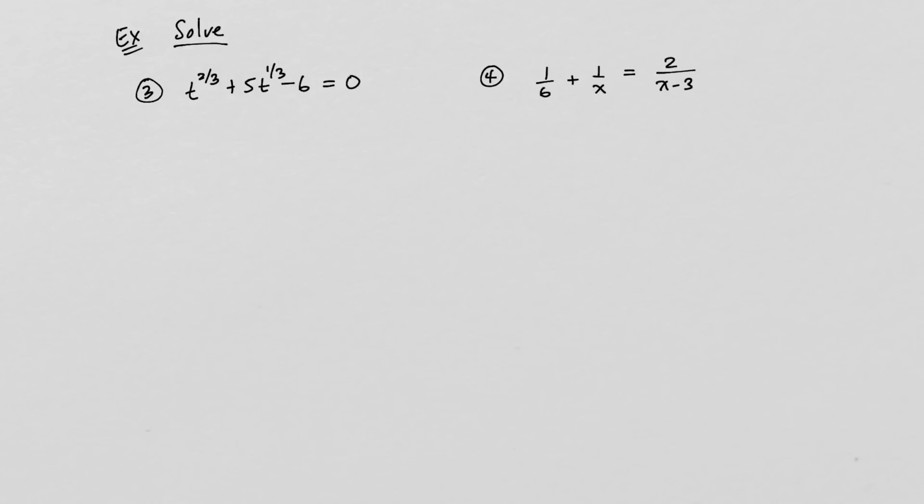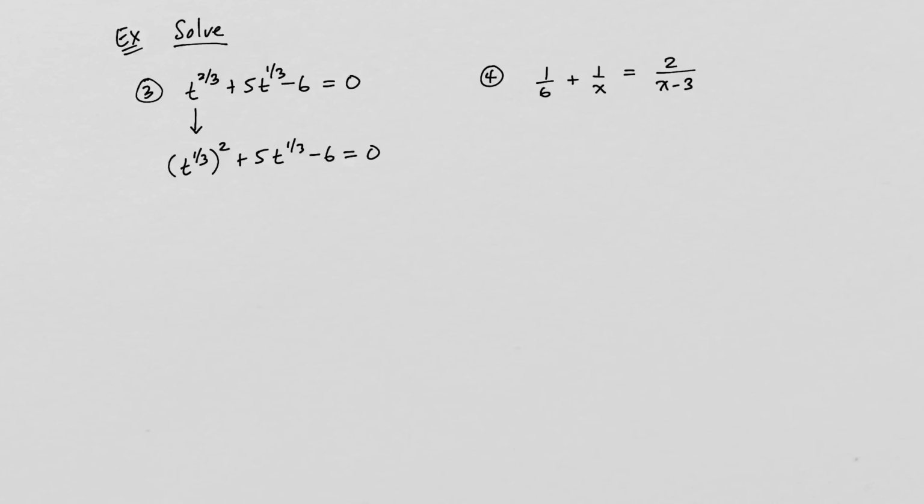Our next example is probably the one that students like the least, and it's because we have these fraction powers. But let's remind ourselves that t to the 2/3 is the same as t to the 1/3 quantity squared. Because if you multiply these together, you get 2/3. And then plus 5t to the 1/3 minus 6 equals 0.